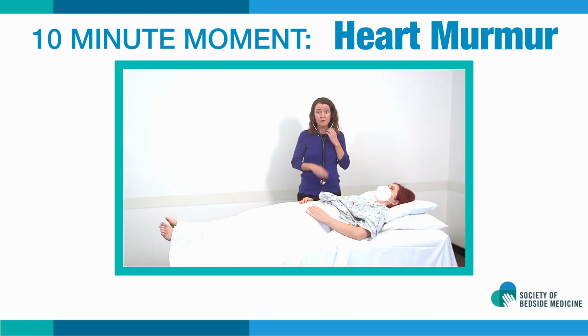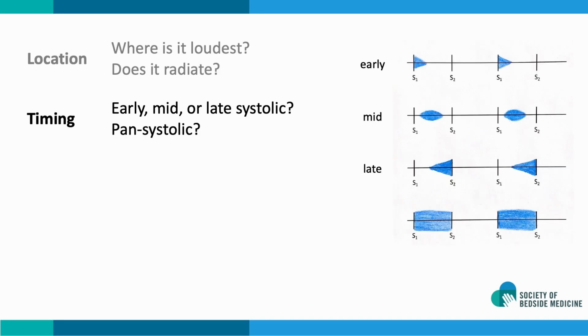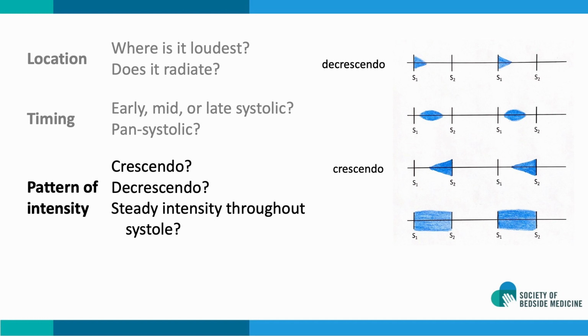So, if a murmur is heard, the learner should be deliberate about noticing key features of the sound. Where is the sound the loudest? Does it radiate? What's the timing during systole? Is it early, mid, or late systolic? Is it pansystolic? What's the pattern of intensity of the sound? In other words, is it crescendo, decrescendo, or a steady intensity throughout systole?